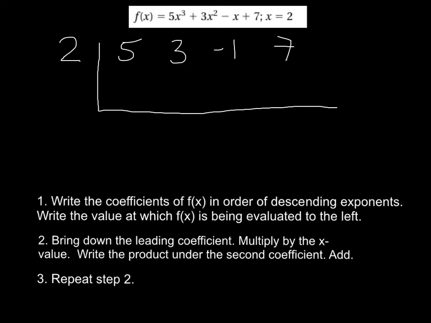If we take a look at step 2 here, first part of step 2 says to bring down the leading coefficient. Our leading coefficient is 5, so all we're going to do is take 5 and bring it right down and write it underneath the bracket right here.